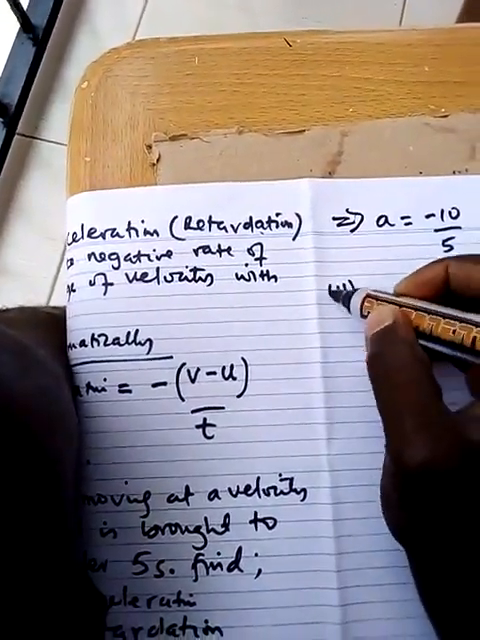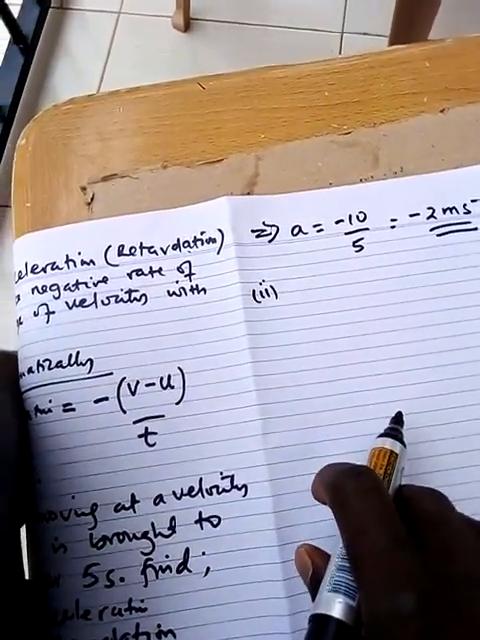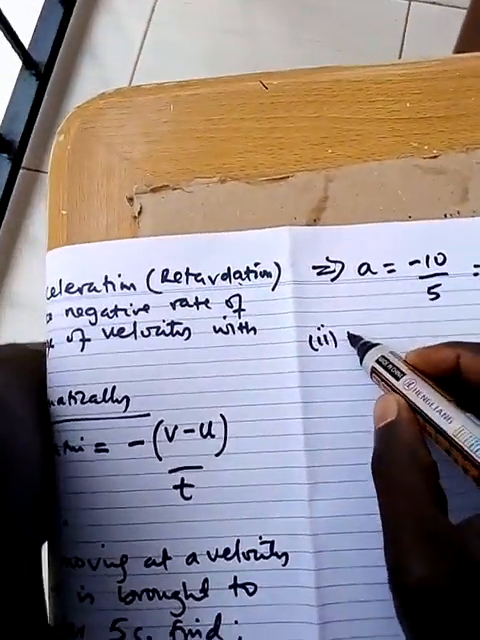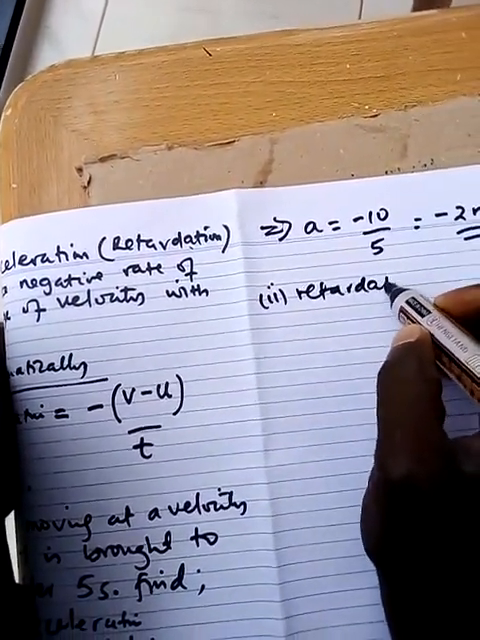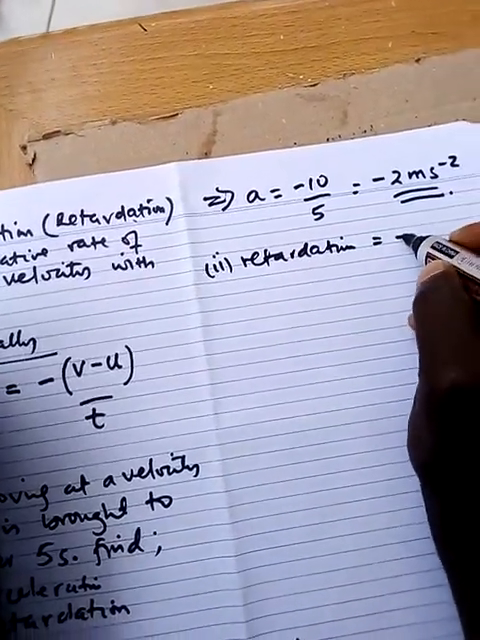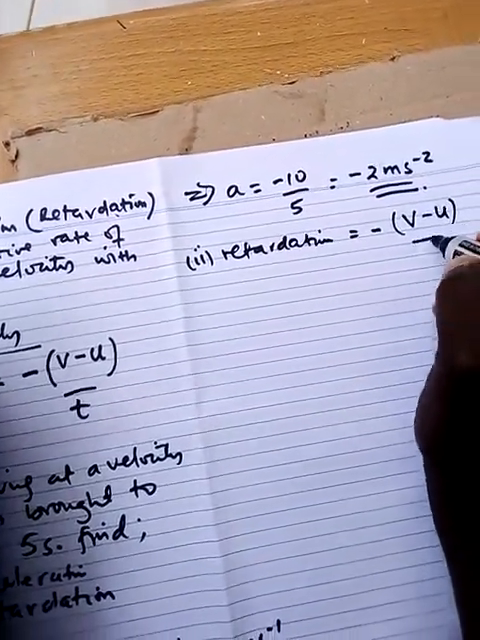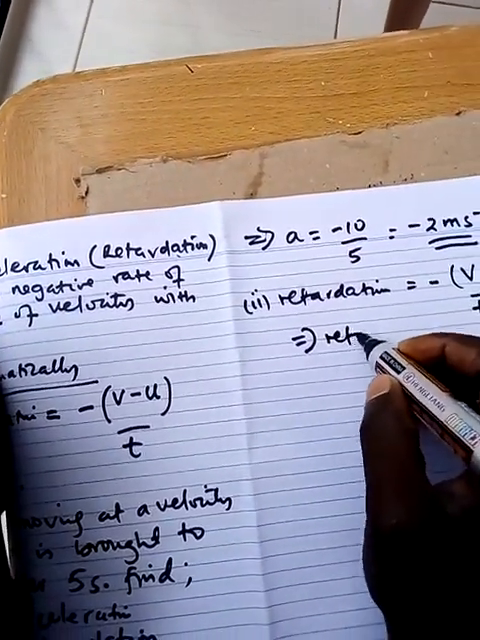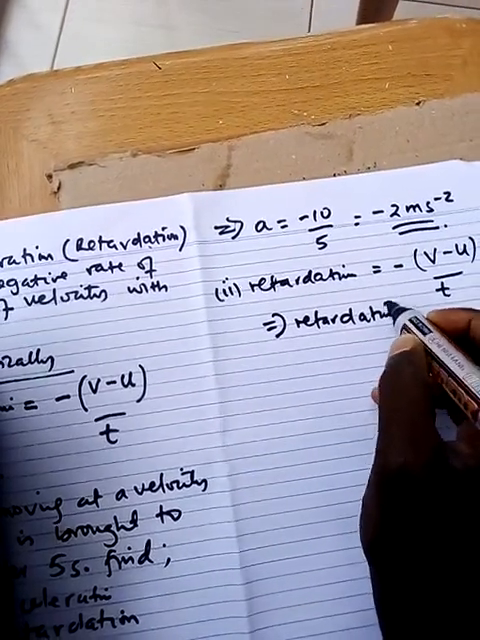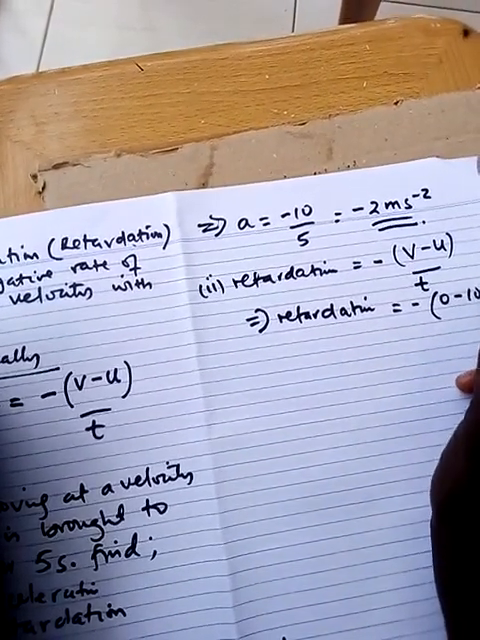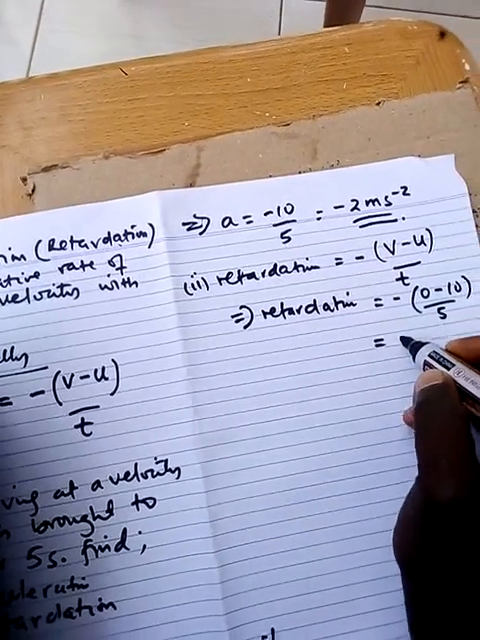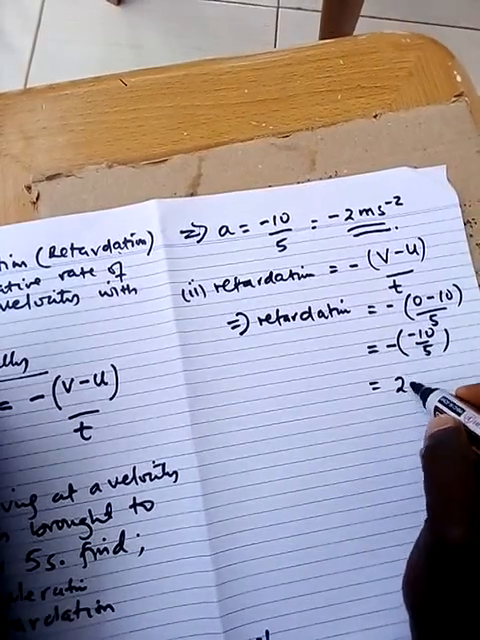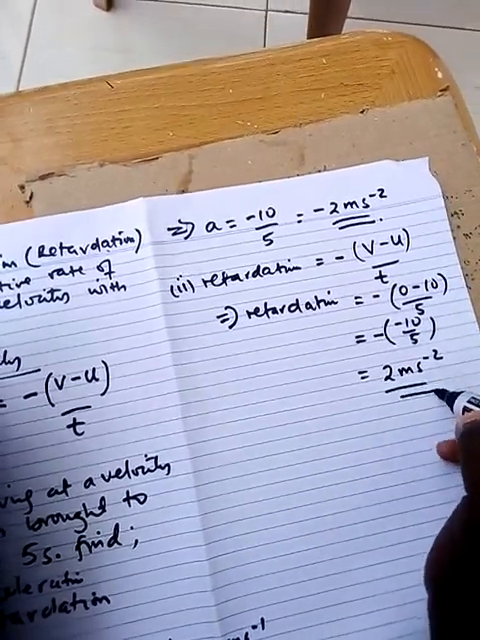Now, what about retardation? Remember, retardation is the negative of acceleration. So retardation, being the negative of acceleration, is equal to minus into v minus u divided by t. The initial velocity doesn't change. So retardation is going to be equal to negative into 0 minus 10 divided by 5, which is negative into negative 10 divided by 5, and that is the same as positive 2 meters per second squared. So that is our retardation.